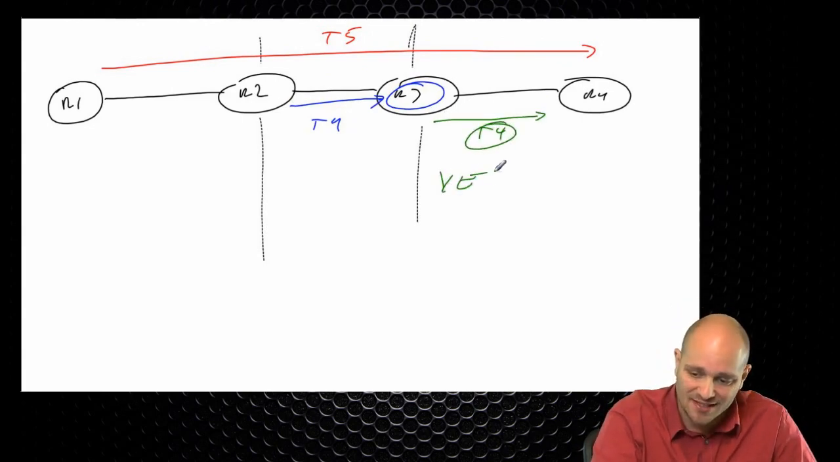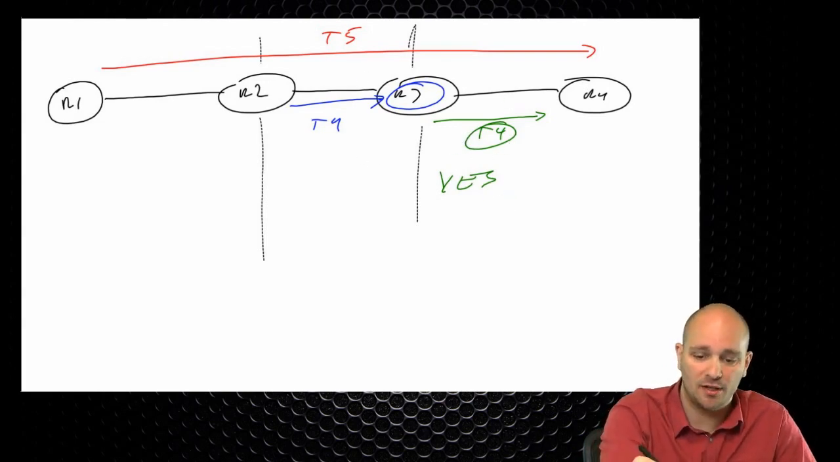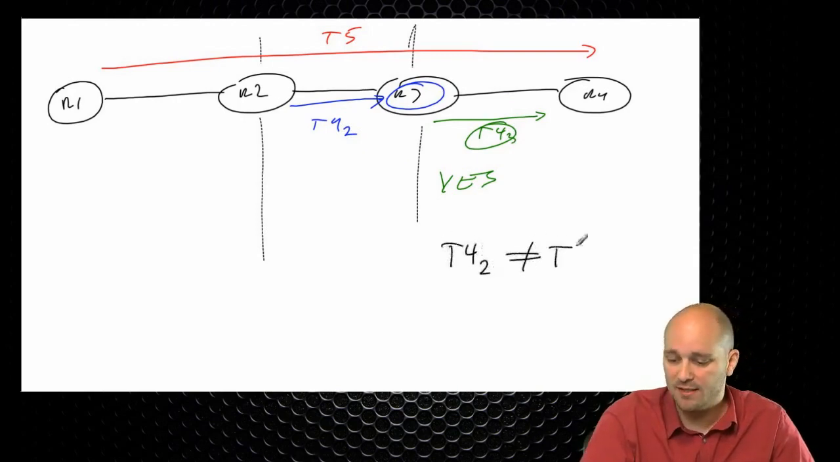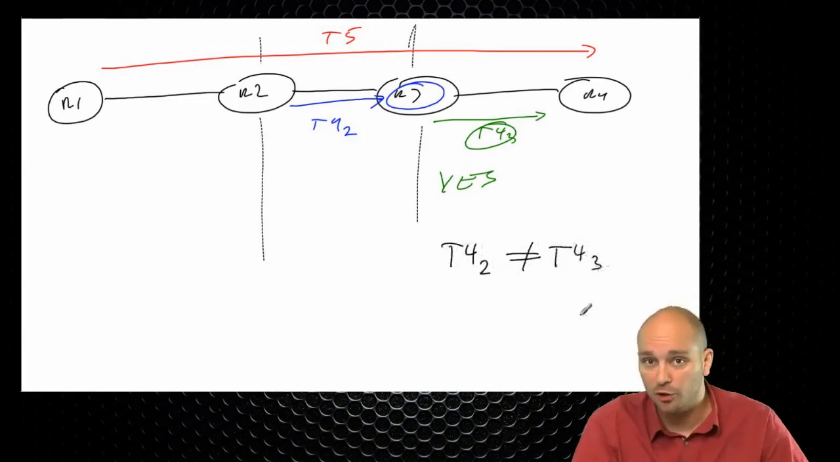Yes, the answer is yes. This type 4 is not the same as this one here. So let's call this type 4 from 2, and this is type 4 from 3. So type 4 from 2 is not the same as type 4 from 3. They are going to be very different.